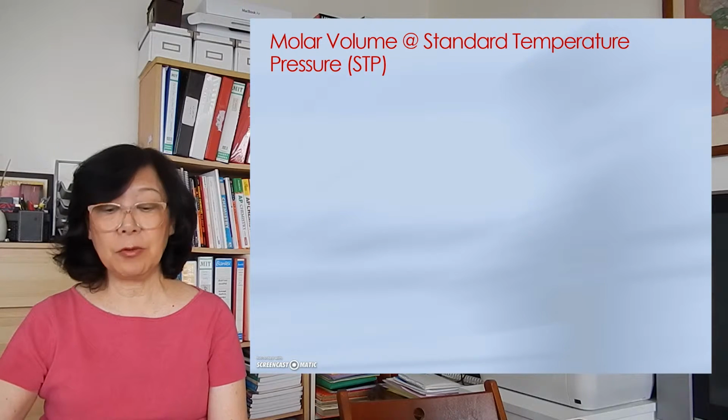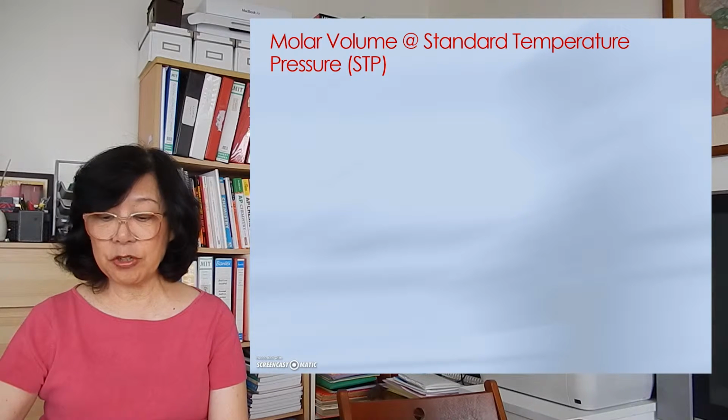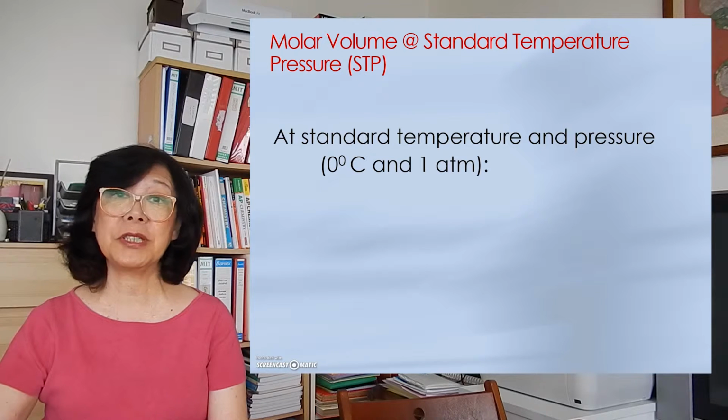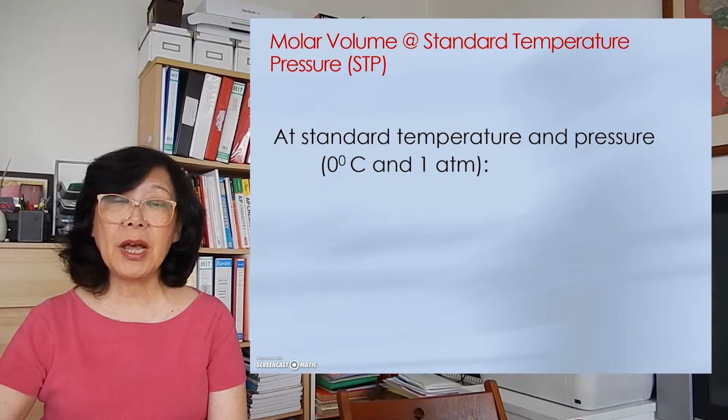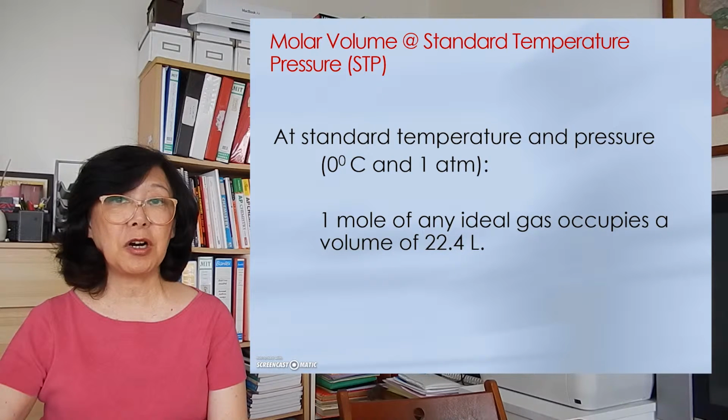Let's first define what is molar volume at STP. Standard temperature and pressure means at 0 degrees C or 273 Kelvin and 1 atmospheric pressure, that 1 mole of any ideal gas occupies a volume of 22.4 liters.